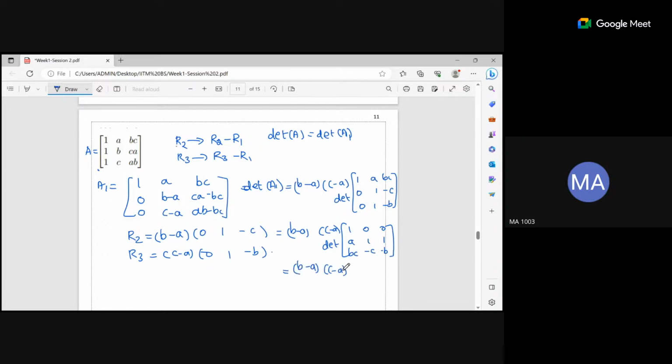What is the determinant of this matrix? C minus B. C minus B. C minus B. Okay, fine. So you got what is the determinant of this matrix.